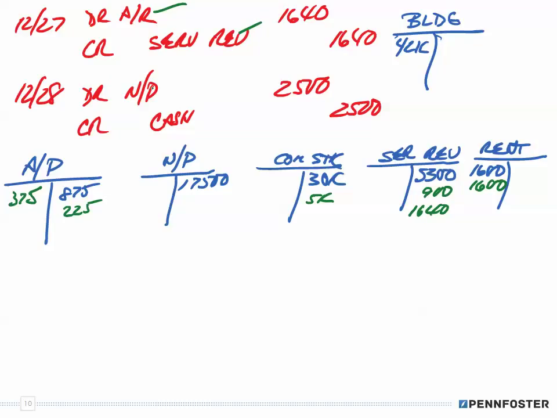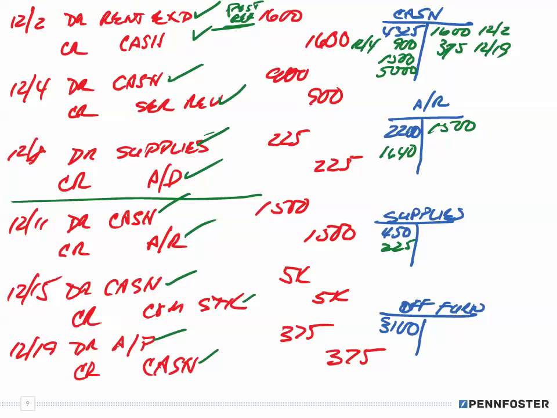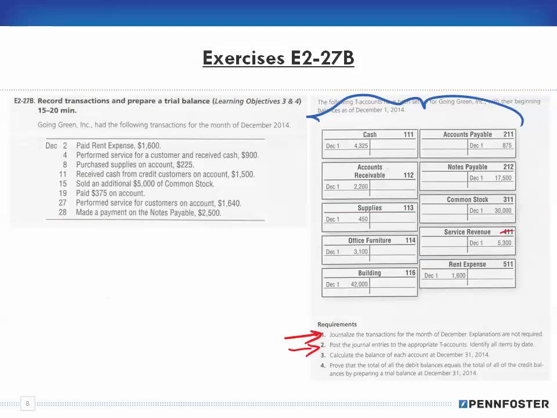Notes payable, debit to notes payable for $2,500. And a credit to cash for $2,500. So get my credit to cash for $2,500. Okay, so now I've posted all of my journal entries to the appropriate T account or to the appropriate general ledger account. So I just finished number 2. Number 3 says calculate the balance for each account at December 31st.